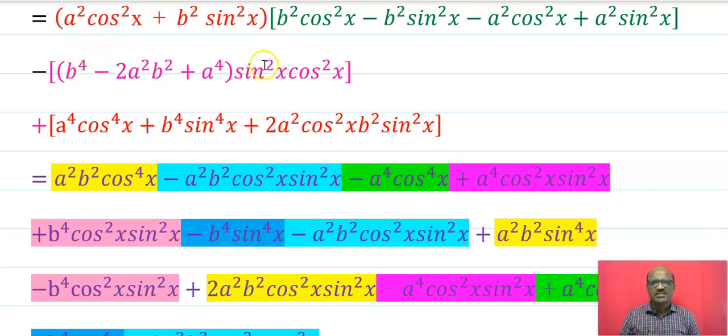And the next, minus in square bracket. Now here is a multiplication, that is sin square x into cos square x.